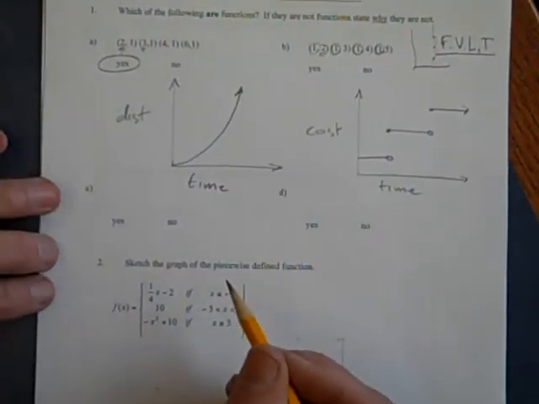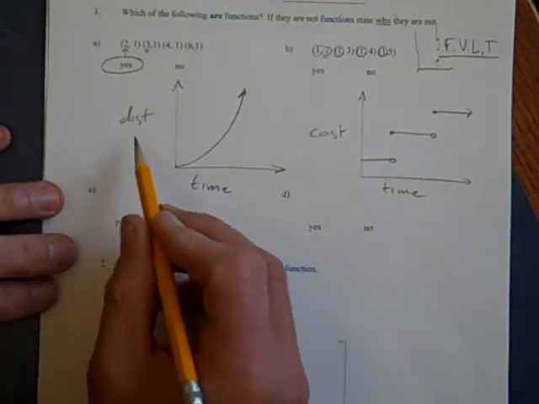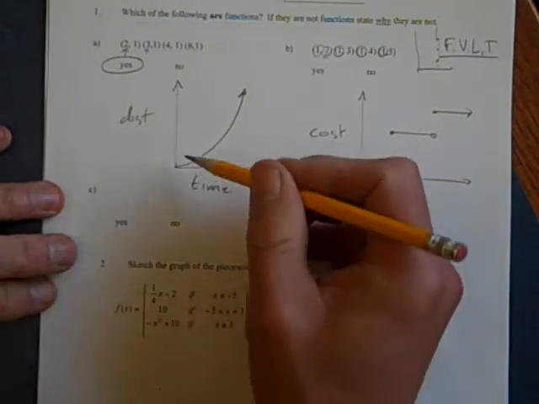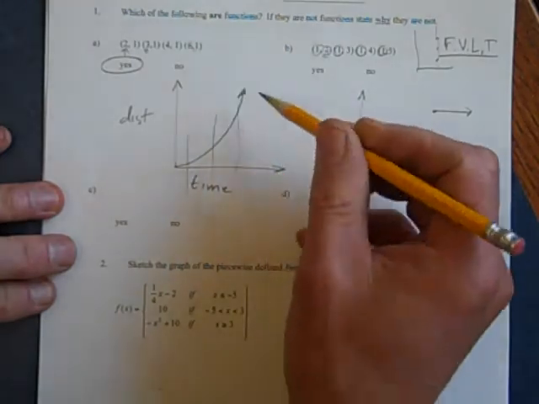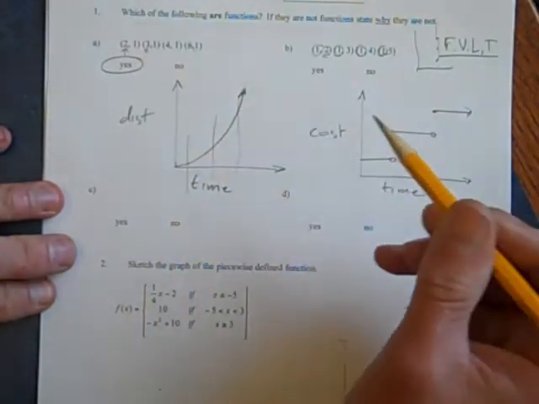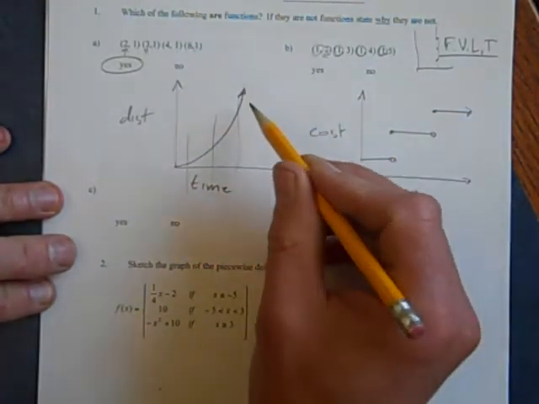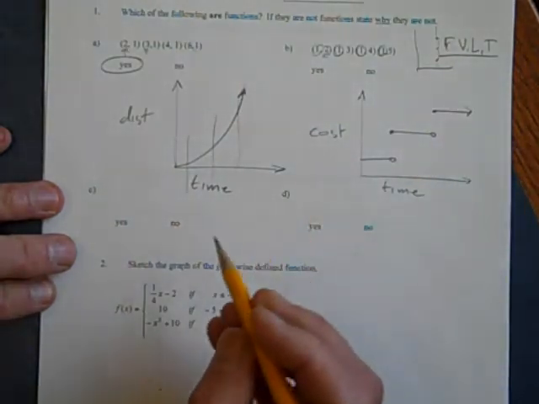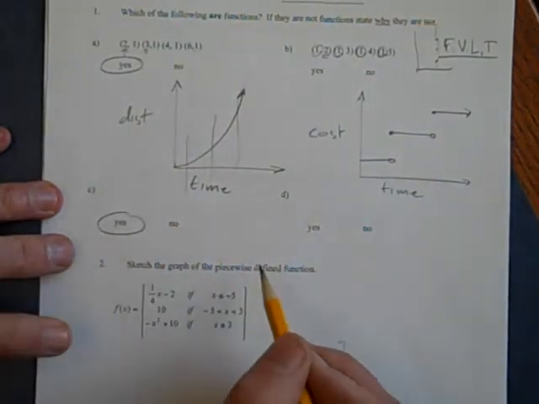The next one is just a simple graph, a distance and a time. Again, vertical line test. Even though this is approaching vertical, it is not yet vertical clearly, so it is okay. So that is a yes.